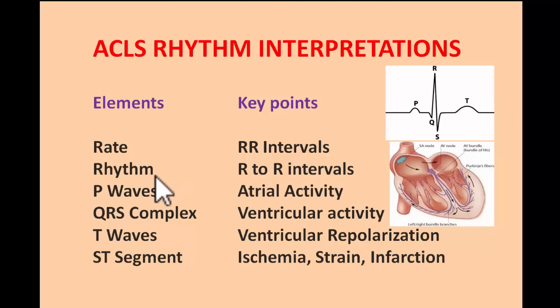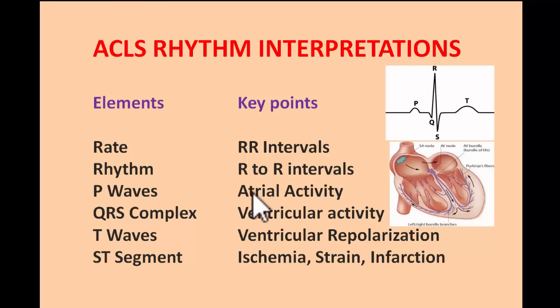The next item we need to look at is the RR intervals. Are the RR intervals regular? That suggests a regular rhythm. If the RR intervals from one cycle to the next cycle and to the next cycle are irregular, then we are dealing with an irregular heart rhythm.